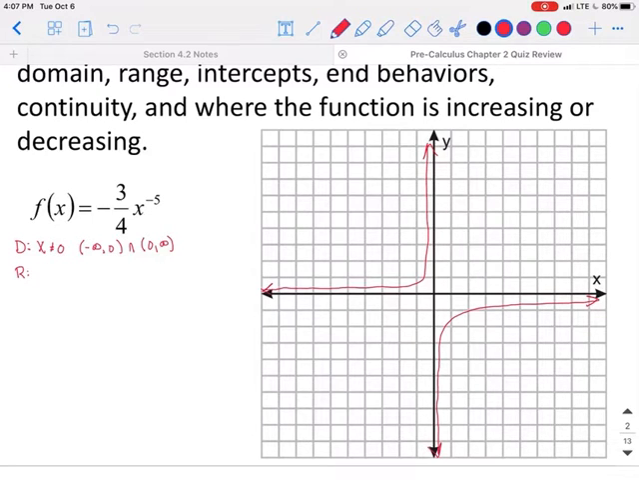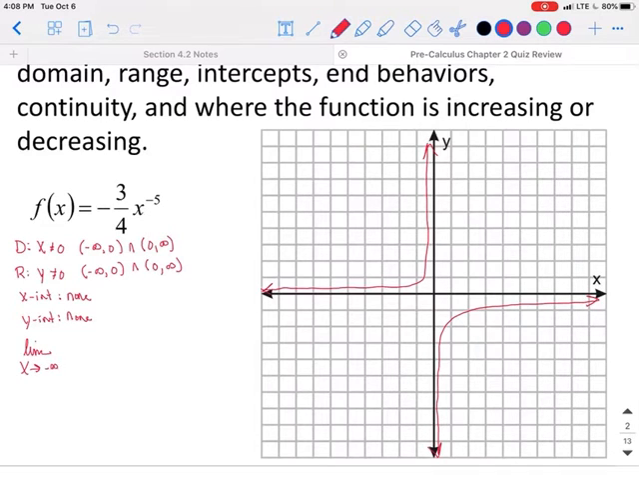To find the range, we also know that it's never going to touch at y is equal to 0. Again, we can write this as negative infinity to 0 and 0 to infinity. We need to find the x and the y intercept. The x-intercept is where it's crossing the x-axis, and it actually never crosses the x-axis anywhere, so there's none. And the y-intercept is when it crosses the y-axis, but since it never crosses the y-axis, we also have no y-intercept.